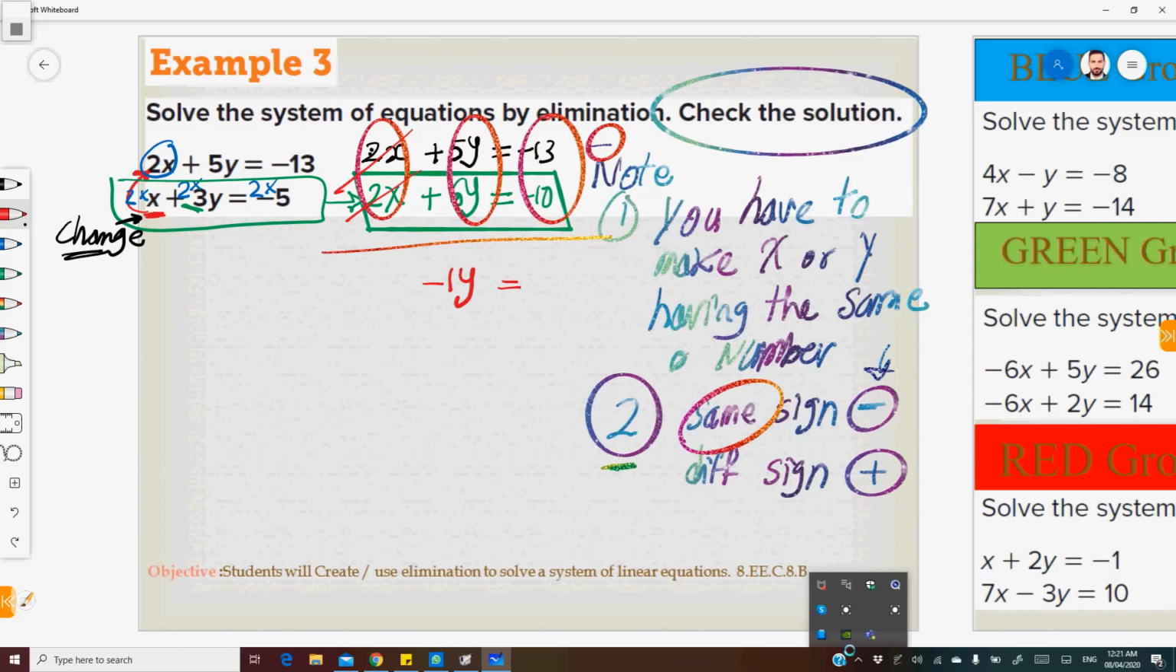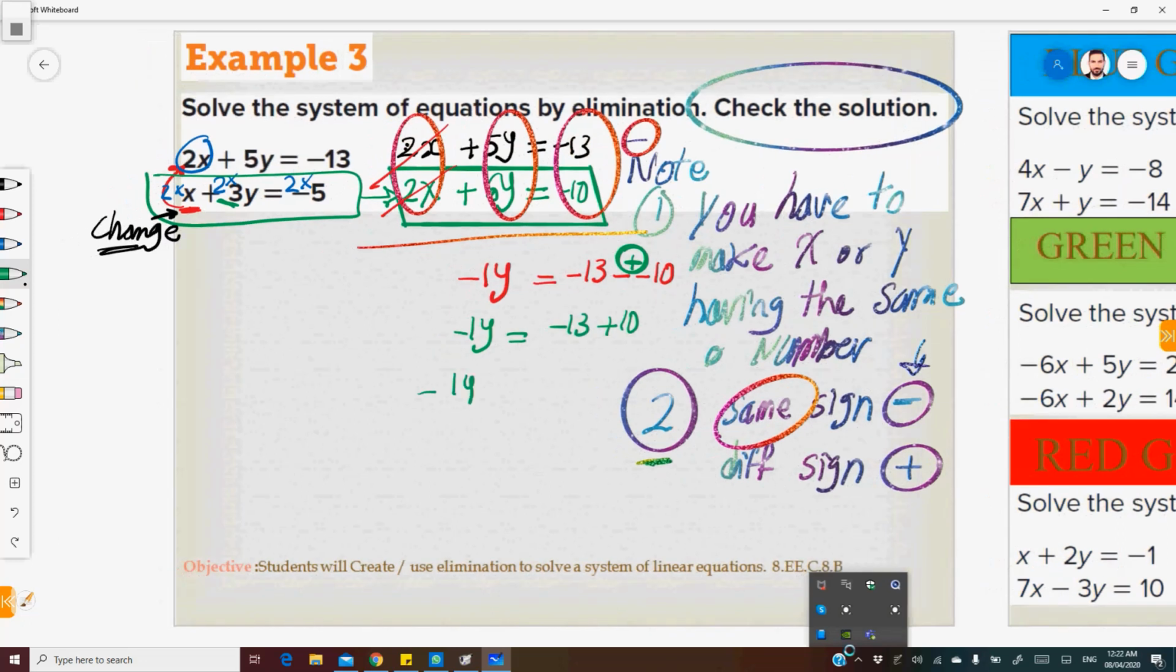I will write it in front of you. Negative 13 minus negative 10. Look, negative 13 minus negative 10. If I have minus negative, I will do plus. So negative 1y equal negative 13 plus 10. Still I have different signs, so I have to do minus. So negative 1y equal negative 3.